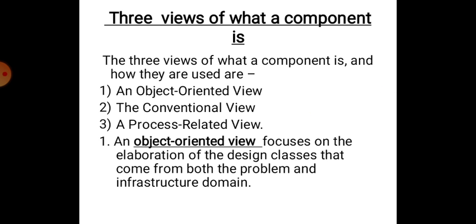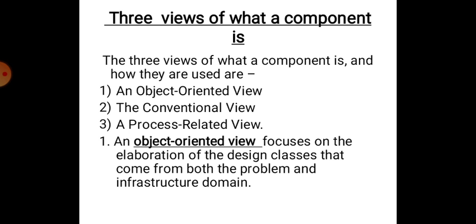Now the next topic is the 3 views of what a component is. The 3 views of what a component is and how they are used are: 1. an object oriented view, 2. the conventional view, 3. a process related view. So students, there are 3 views regarding what a component is. First is the object oriented view, second the conventional view, and third a process related view. Now we will understand them one by one.